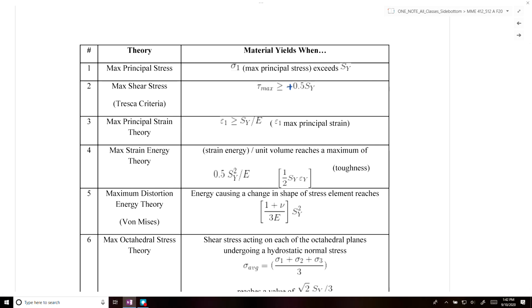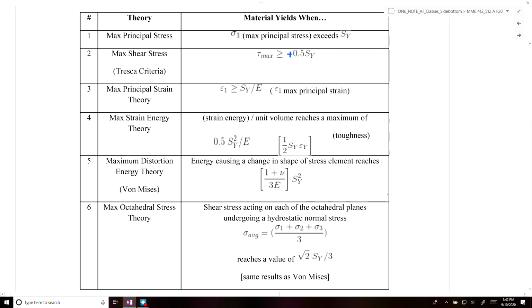Then the next two theories are energy-based theories. You have the maximum strain energy theory, which basically states that when the strain energy per unit volume reaches a maximum, then the material would fail. And then we'll talk about number 5 in a lot of detail, which is the maximum distortion energy theory. This is often referred to as the von Mises stress. If the distortion energy within a stress element reaches above this amount, then you would have material failure.